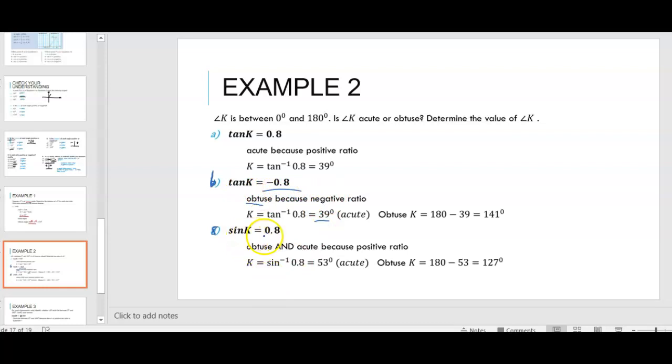Now, sine of angle K is 0.8. We know that sine is positive in both quadrants, so we're going to figure out both values of the acute and obtuse angle. First, we find the acute angle, taking the inverse of sine of 0.8, your calculator will give you 53 degrees. Now we're taking that, subtracting it from 180 to find the measure of the obtuse angle. Okay, hope that makes sense.